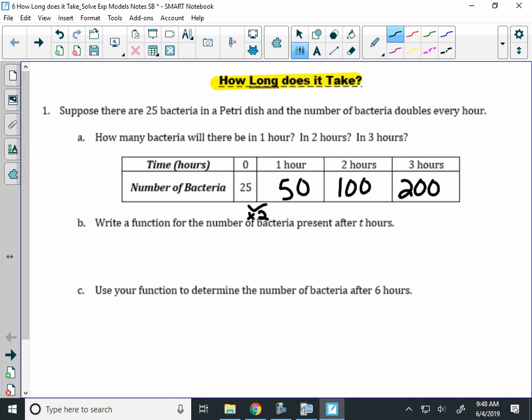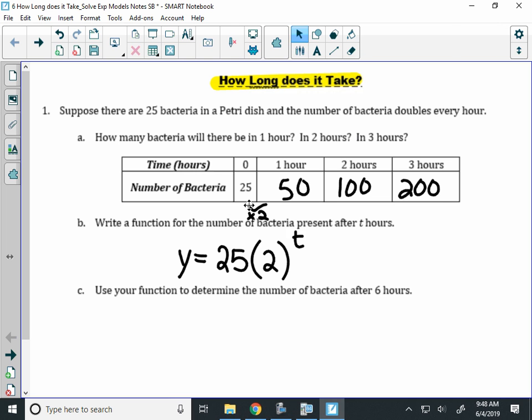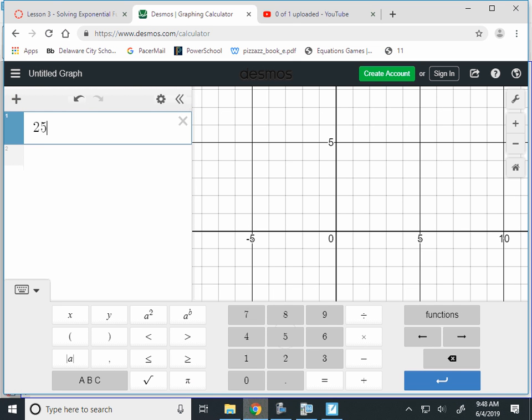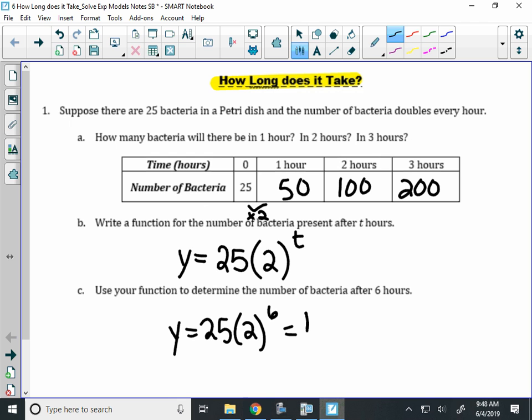So we write a function for the number of bacteria after t hours. So I have y equals, now remember, I start with the starting amount of bacteria. The number in the parentheses is your growth rate, or doubling, to the t power. Now, let's find the number of bacteria after 6 hours. So 25 times 2 to the 6, and we're going to type that right into decimals. And it tells me after 6 hours, I will have 1,600 bacteria. That should be reviewed, the first part here.